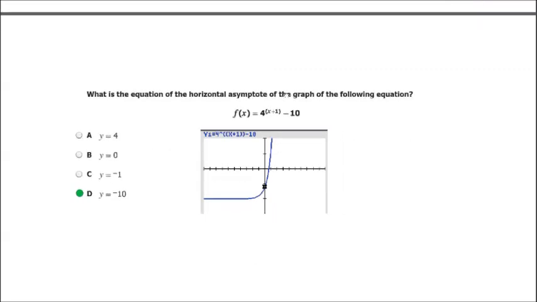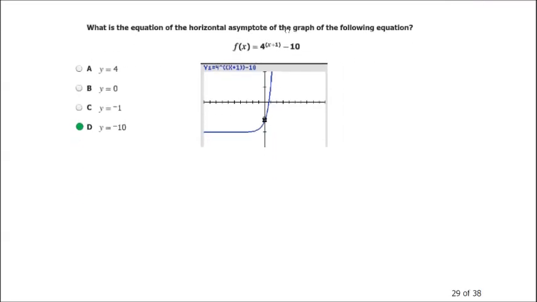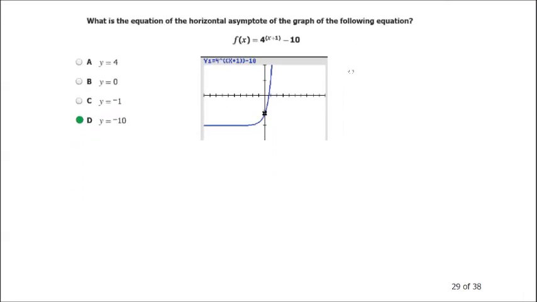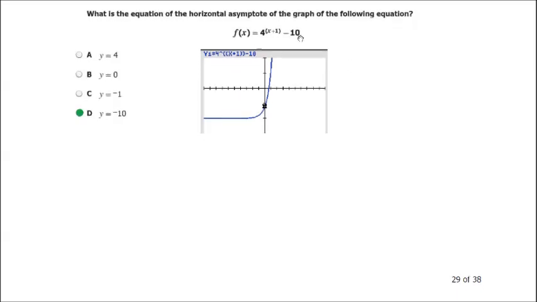What is the equation of the horizontal asymptote of the graph of the following equation? F of x equals 4 to the x minus 1 power minus 10. Now, you should notice this is the graph of it, and just to save time, I'm not going to graph it on the calculator here because I already graphed it, and I did these in bars of 5 here.